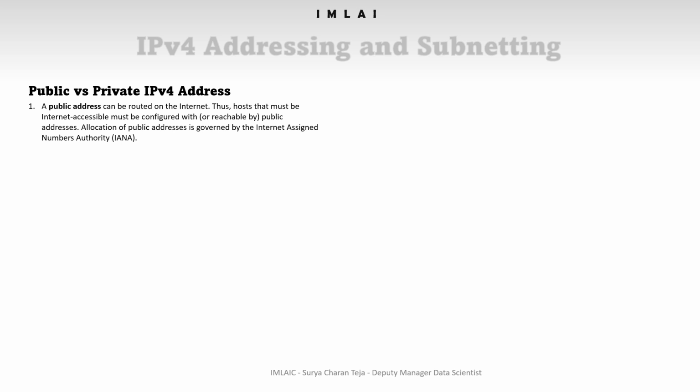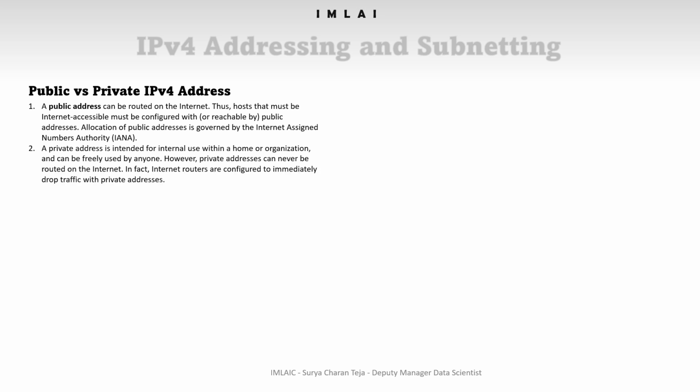Let's see some of the private address ranges that were defined. There are three types of private address ranges defined in RFC 1918, one for each IP version 4 class, based on the IP version 4 classes. So let's begin with class A.